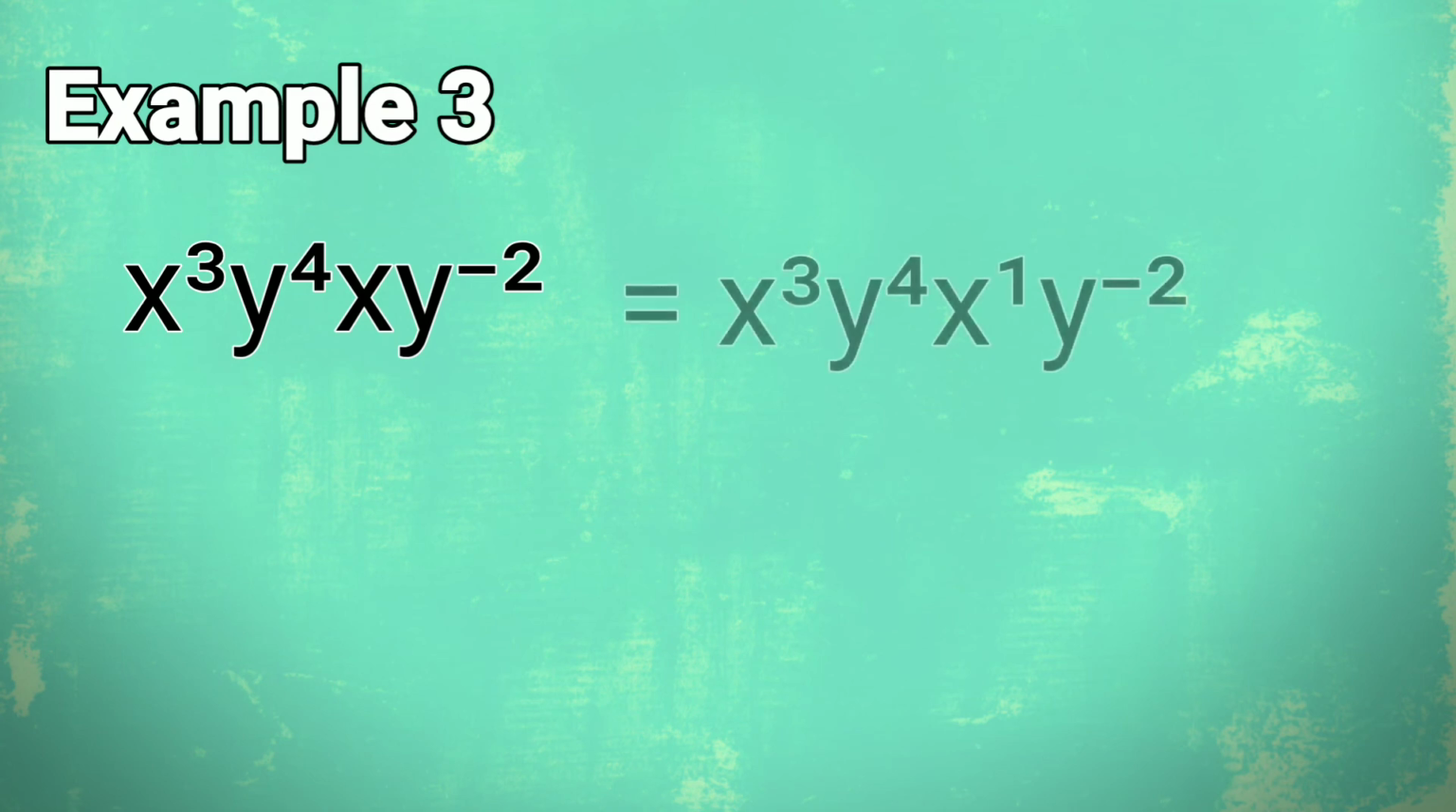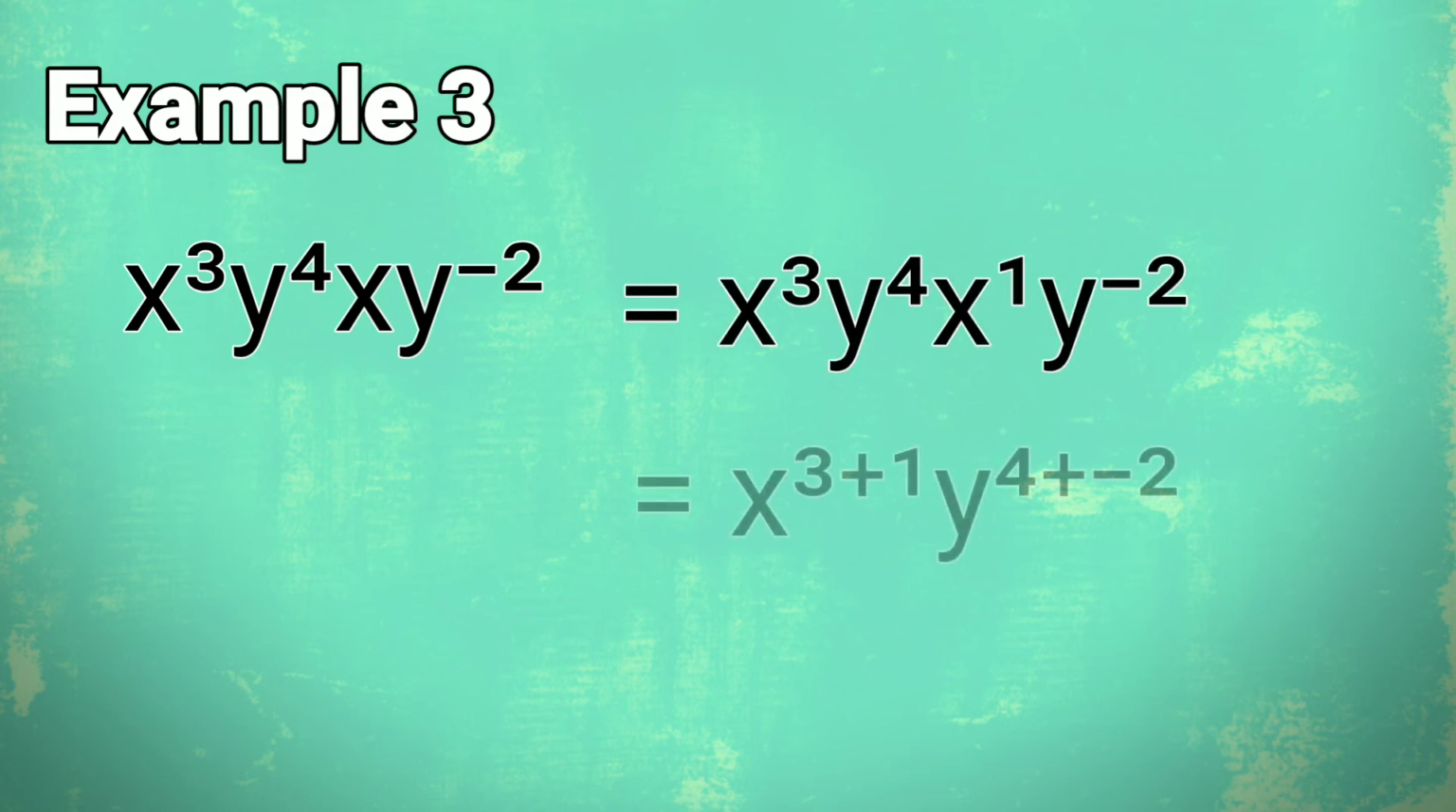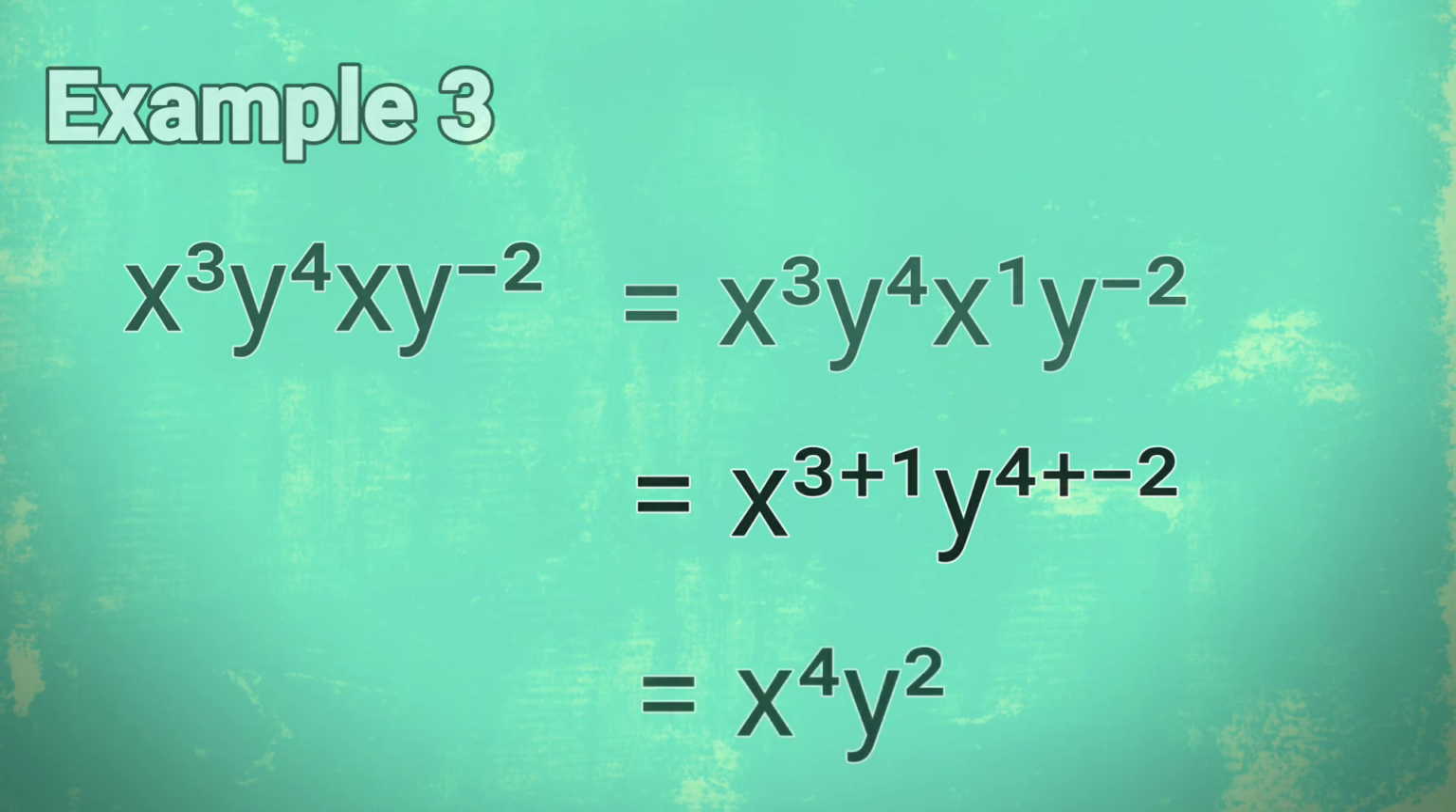And I'm not going to rearrange this time. I'm just going to go ahead and apply the rule, which says if I have powers being multiplied and they have the same base, I can add the exponents. So I have x to the 3 plus 1 times y to the 4 plus negative 2. And that equals x to the 4th times y squared. Final answer.